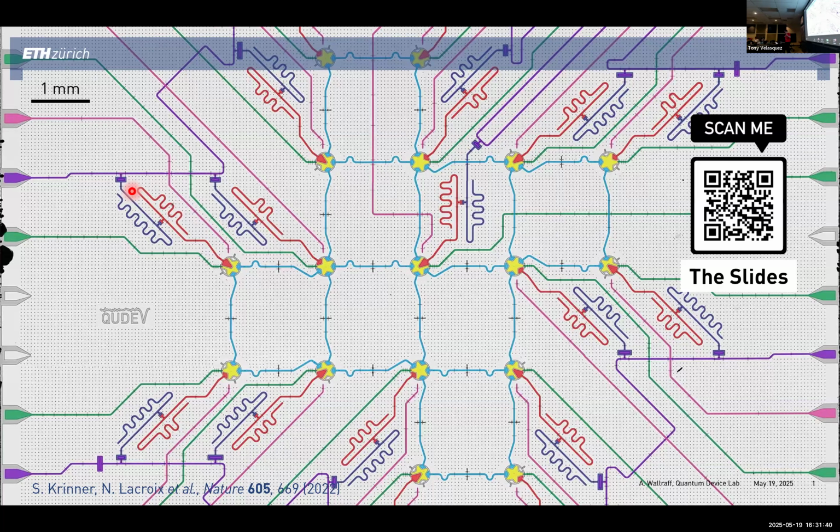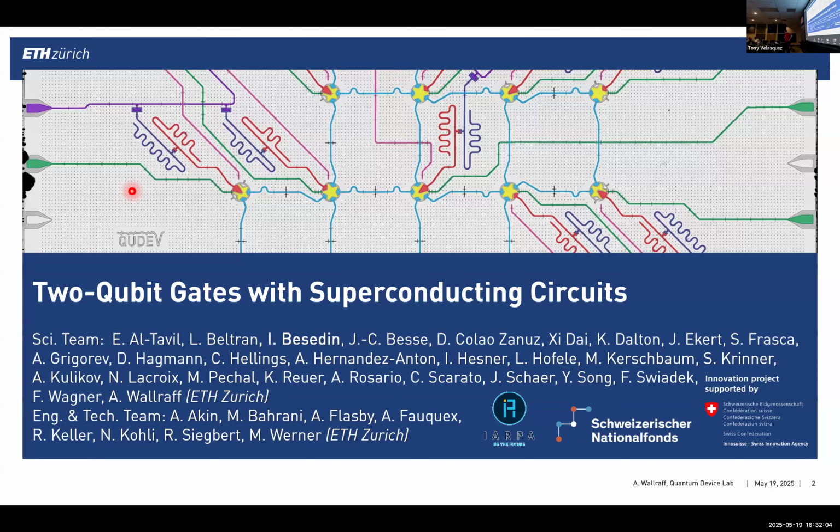So my presentation is angled at covering some of the basics for gates. I would also encourage you to ask as many questions as you like, because this is for you to take as much as possible out of this presentation rather than for me to go through my material. Okay, so there's 2 qubit gates with superconducting circuits, and the names listed here are the current members of our lab at ETH Zurich.